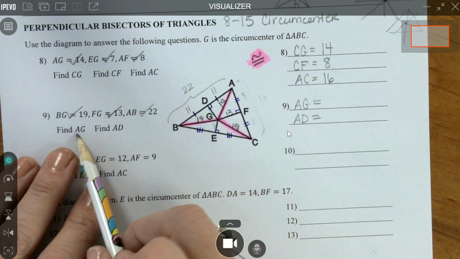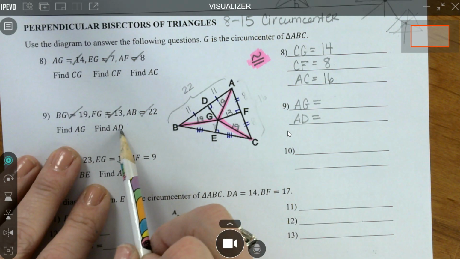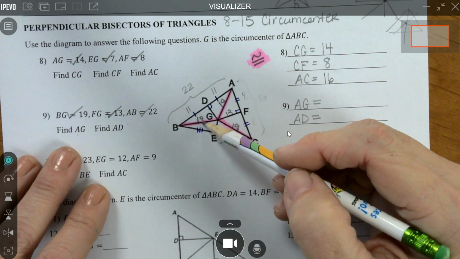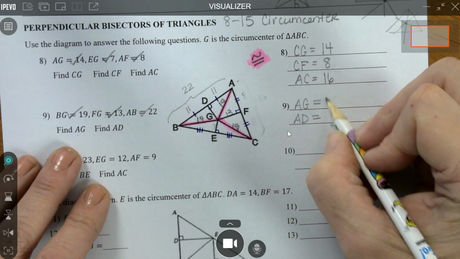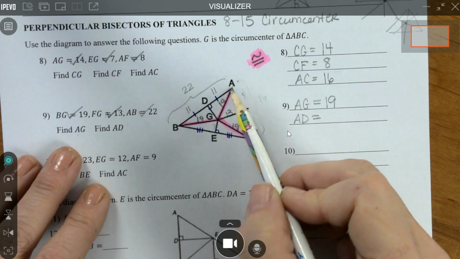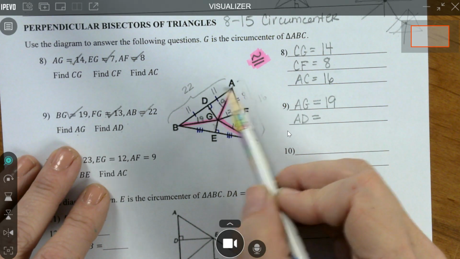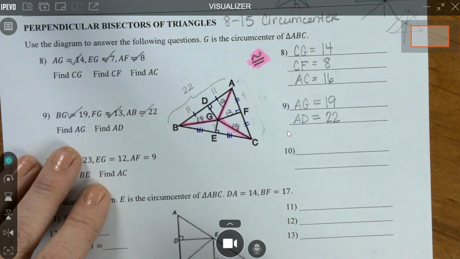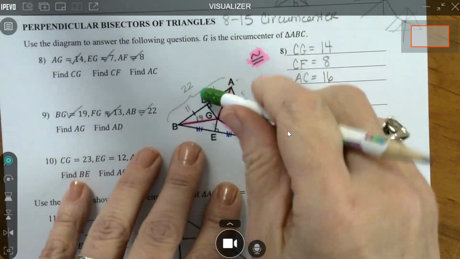Now my job is to find AG and AD. AG is right here. It's a pink line. All pink lines in this one are 19. And then I need to find AD. AD is right here. 11 is half of 22. Okay, so we got both of those.